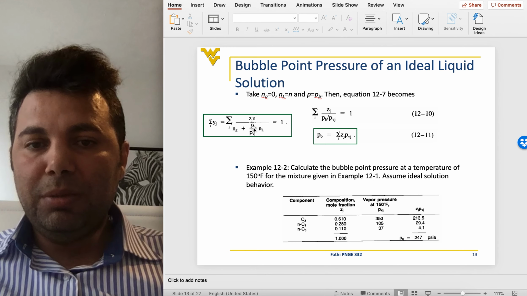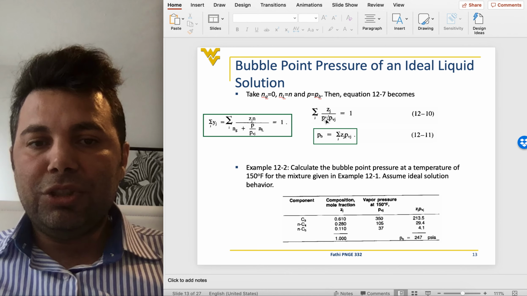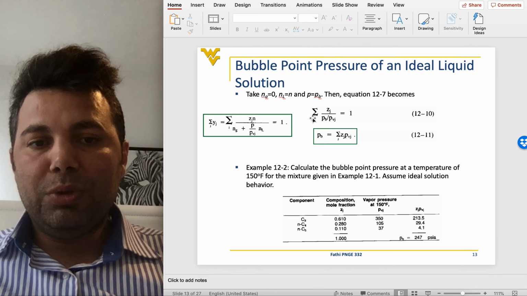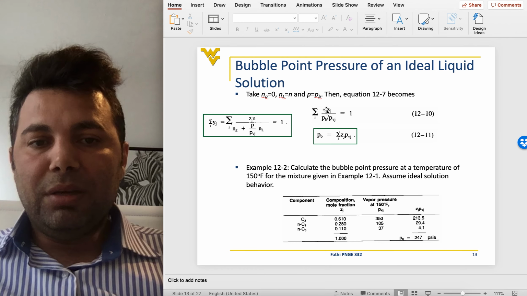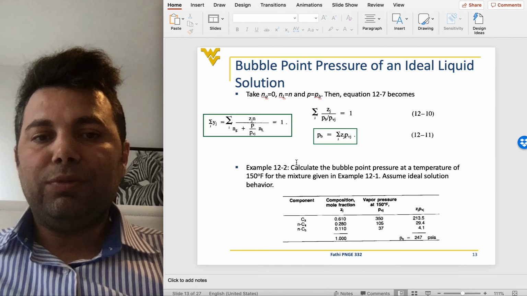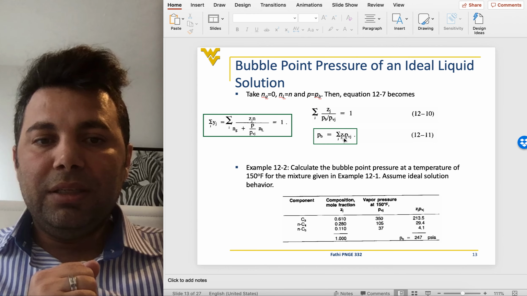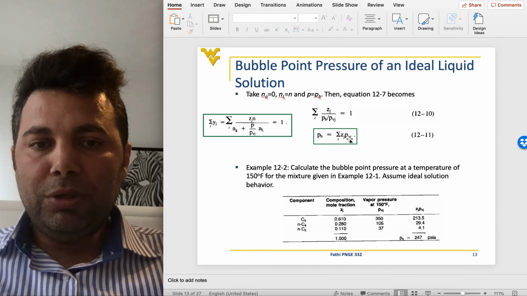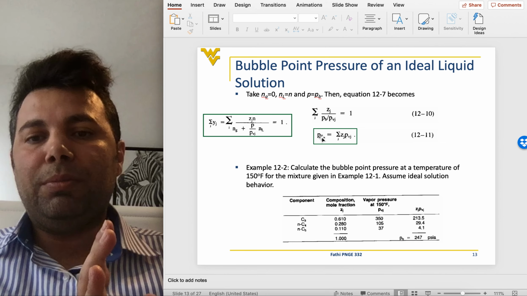So P becomes PB. Therefore, this summation will simplify to the summation of Zj divided by PB over PBj. I know the PB is a constant number, so it can come out of the summation. So PB becomes the summation of Zj times the PBj. So if I'm interested to find the bubble point pressure of the ideal solution, and if I have the mixture composition, I can simply find the vapor pressure from the Cox chart, multiply the mole fractions by the vapor pressure, and sum them up. That's my bubble point.